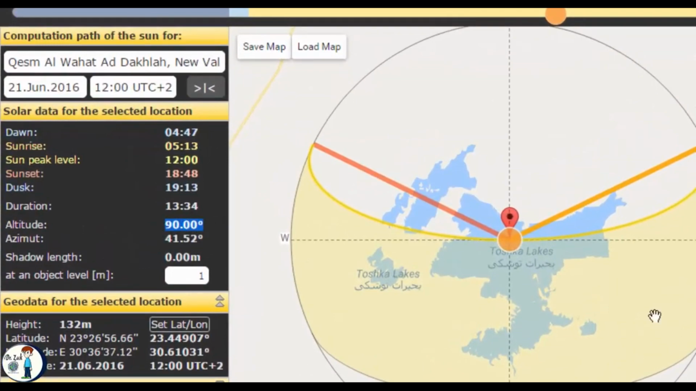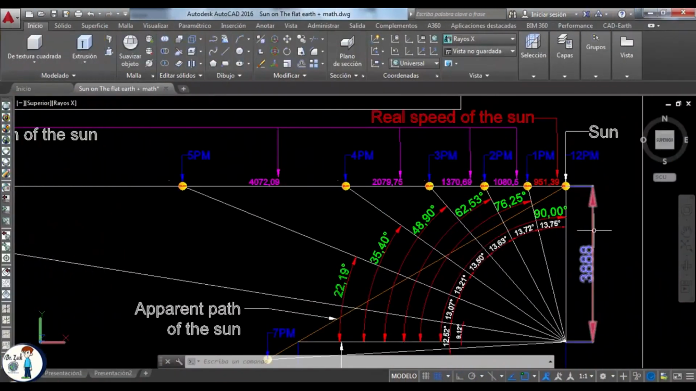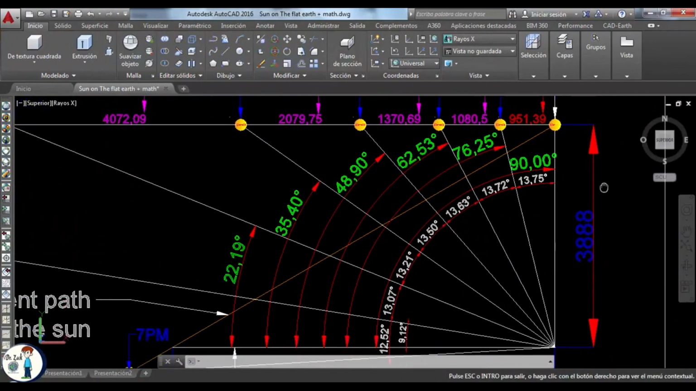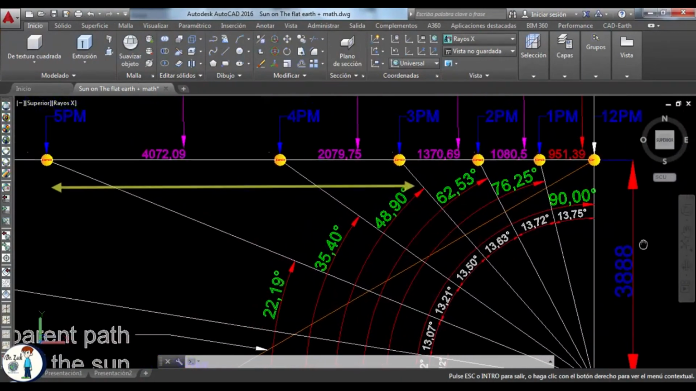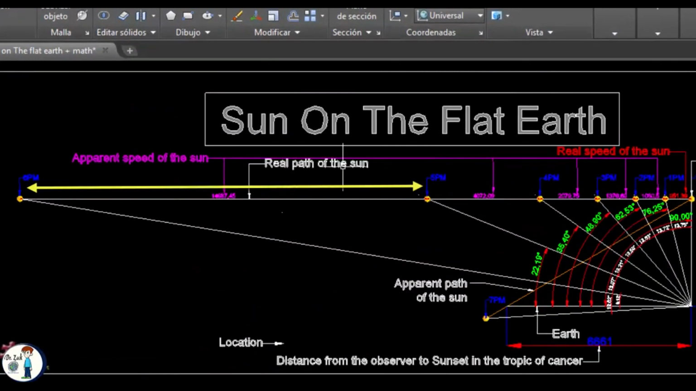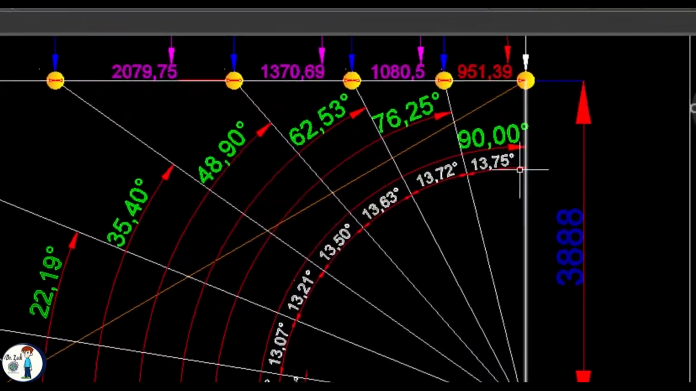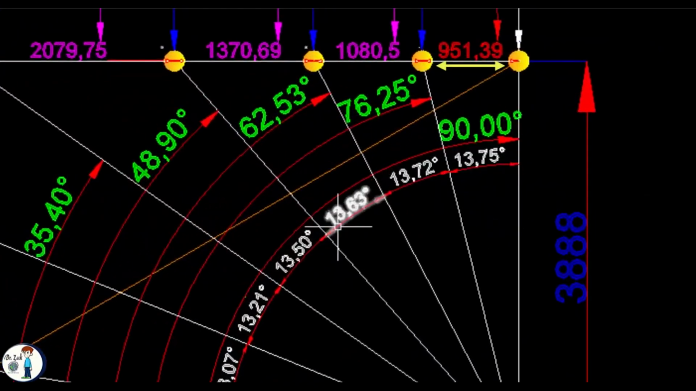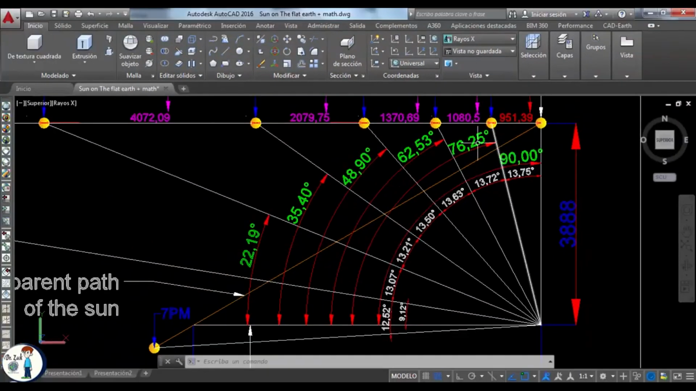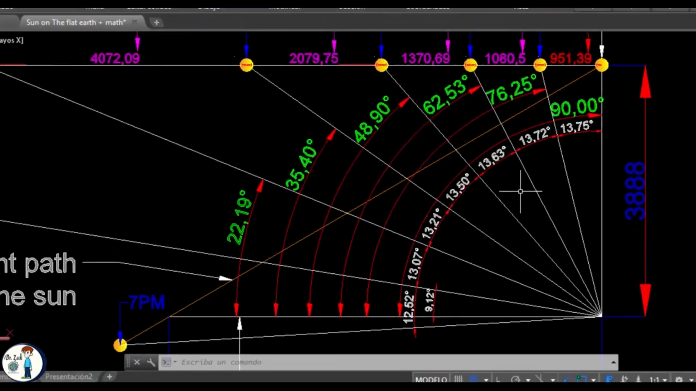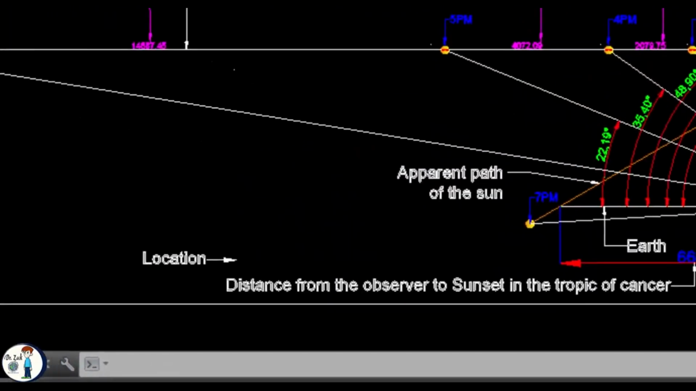So when we draw the angles accurately, we notice that the sun travels faster the more it moves away from the observer. As you can see, the distance between 5 and 6 p.m. is a lot longer than the distance between 4 and 5 p.m. And the distance between 12 and 1 p.m. is very close to the speed of the sun on the Tropic of Cancer. On the globe model, you can say it's the speed of the spinning Earth in the Tropic of Cancer.